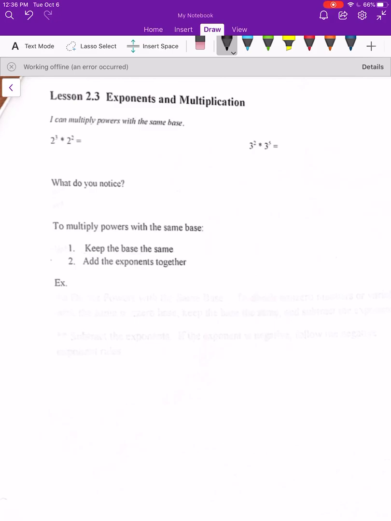We are working on lesson 2.3 today, exponents and multiplication. Today, your target statement is I can multiply powers with the same base. We're going to do a little exploration first.